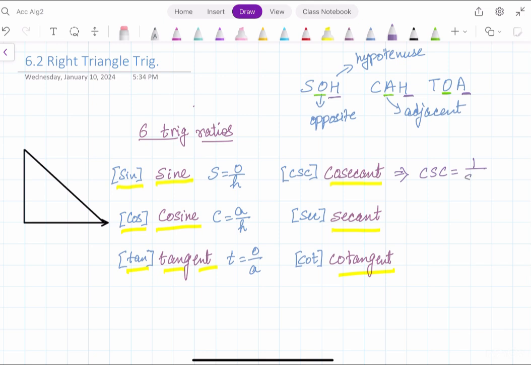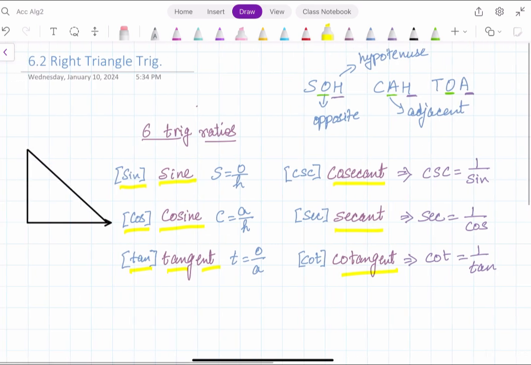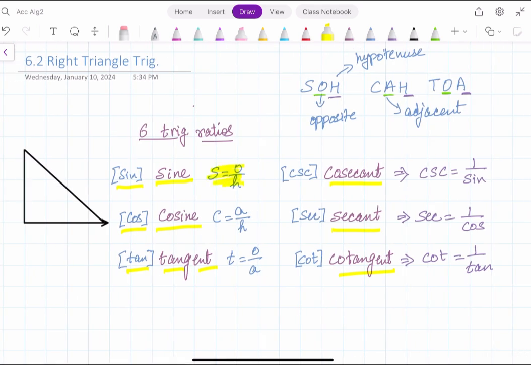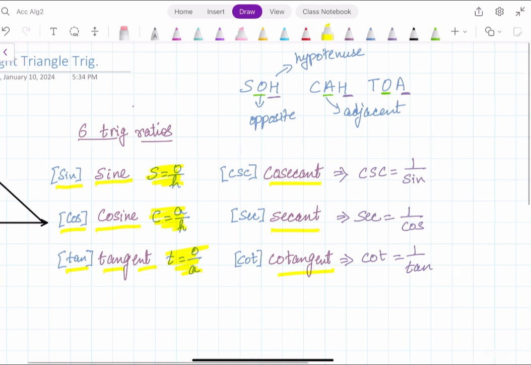So how to write cosecant? Cosecant is nothing but the reciprocal of sine. Secant is the reciprocal of cosine, and cotangent is the reciprocal of tangent. So keeping that in mind, if sine is opposite over hypotenuse, then cosecant will be hypotenuse over opposite, right? It is just the reciprocal. And the same thing will go with the secant and cotangent.